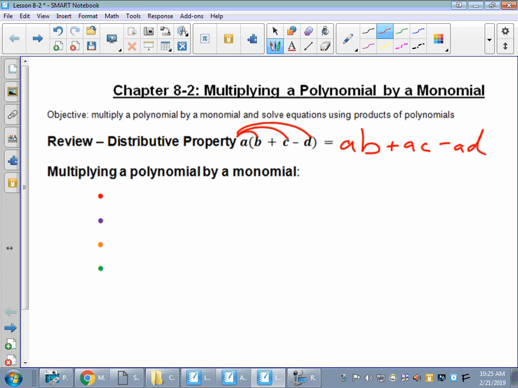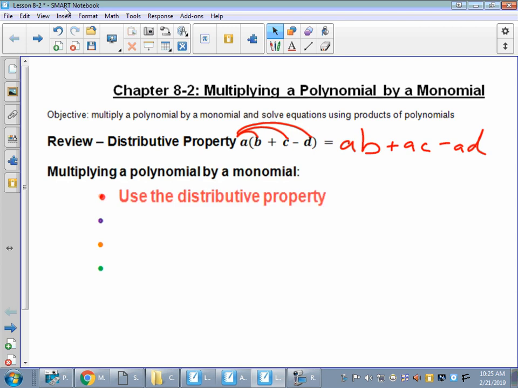Okay, so multiplying a polynomial by a monomial is going to be very similar, except you're going to have some variables and variables squared and some exponents in there. So the first thing you want to do is use the distributive property. If you see parentheses, we're going to have to use the distributive property. The next thing we want to do is use properties of exponents if needed. If we're multiplying, we add exponents; if we're dividing, we subtract; for powers to powers, we multiply, things like that.